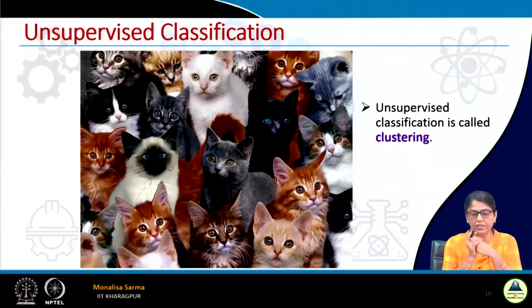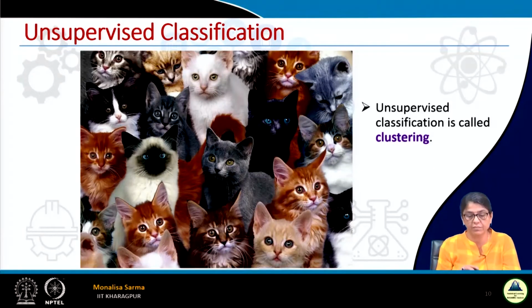Again, unsupervised classification: you see here there are different cats. Now, they are all cats only. As I told you, in a retail shop, all are purchase data only. How to classify this data, how to think what the different classes of this data can be? Similarly here, all are cats only. How to classify this data, how to make different clusters of this data?